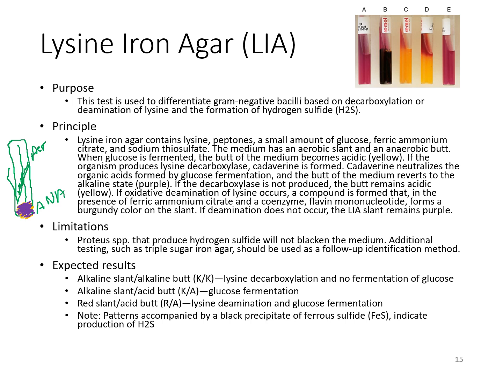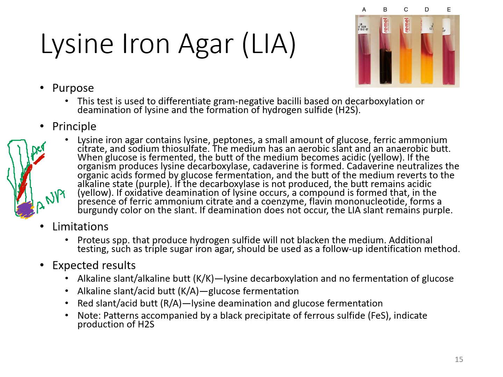If the oxidative deamination of lysine occurs, then a compound is formed that will, in the presence of ferric ammonium and a coenzyme, produce a burgundy color on that slant. So that slant will change color as well, and that's because you do have the aerobic environment up top to allow it to do that. If the deamination does not happen, then the slant will stay purple.